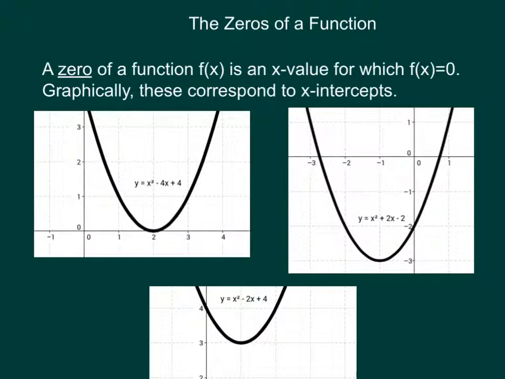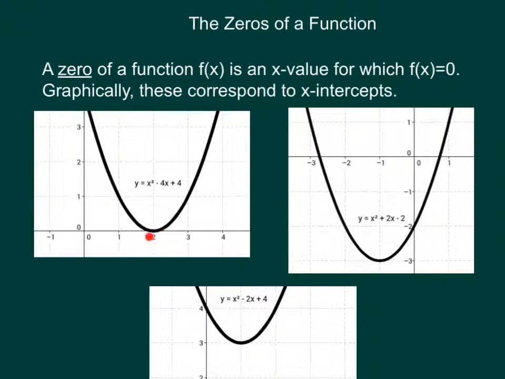A 0 of a function f of x is an x value for which f of x equals 0. So sometimes a 0 is the number 0, but otherwise it's any number that you would plug in to make f of x equal 0, to result in an answer of 0 once you plug in. Graphically, these correspond to the x-intercepts of a function. You can look at my first example here. I have an x-intercept right at 2. This parabola comes down, hits the x-axis, and turns right around.